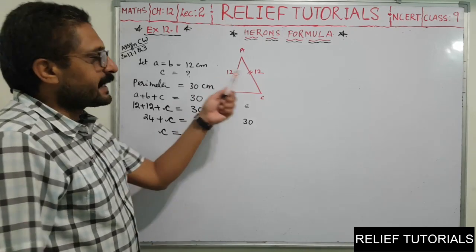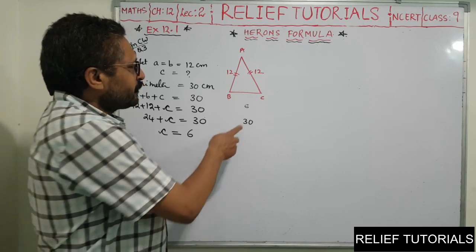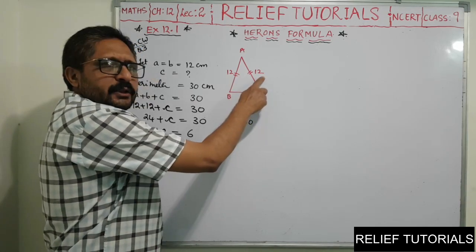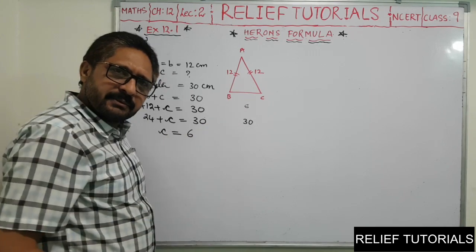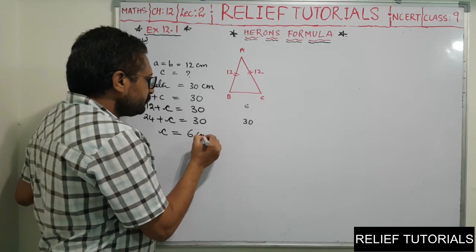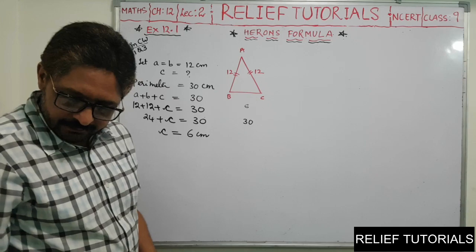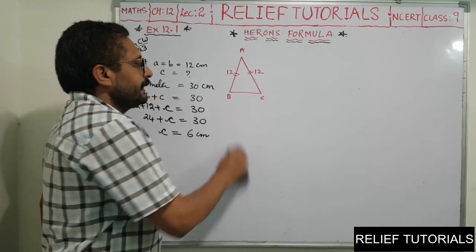So we got all three sides. I told you, you can do it orally. Total is 30, two sides are 12 and 12, that is 24. 30 minus 24 is 6. So the third side will be 6 centimeter. Clear? Okay.